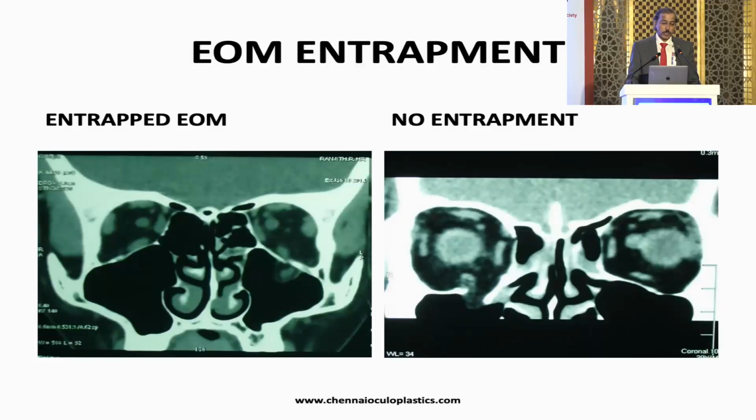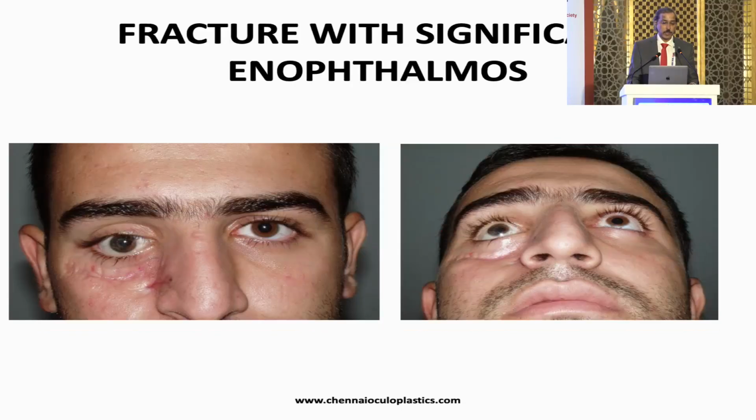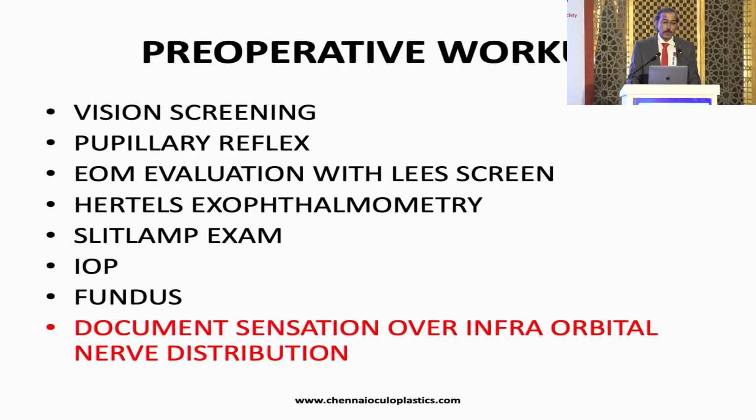So it's very important for us to image these patients. Any patient with an orbital fracture, you have to image carefully, and the imaging modality of choice is a CT scan, not an MRI, because you need to see the bone, you need to see the entrapment, and you need to see the muscle which is entrapped into the bone. MRI will not give you such bone details. So always do sagittal, coronal, and axial cuts. You can see this patient has a fracture but not significant enophthalmos, versus this patient who has significant enophthalmos.